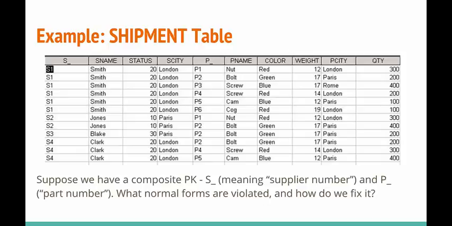The last column, QTY, is a fact about the relationship between suppliers and parts. In other words, a given supplier supplies a given part, in a particular quantity, or QTY. Obviously, we have a lot of things stored within one table. This is a poorly designed table. So let's break it down a little bit.